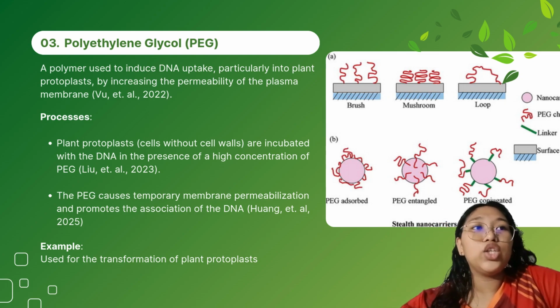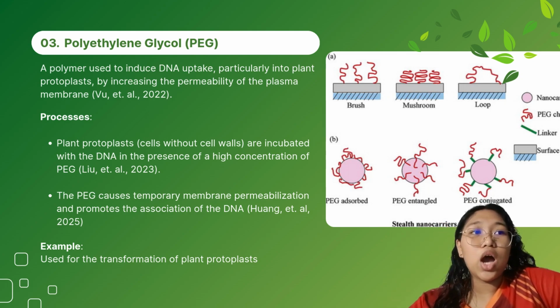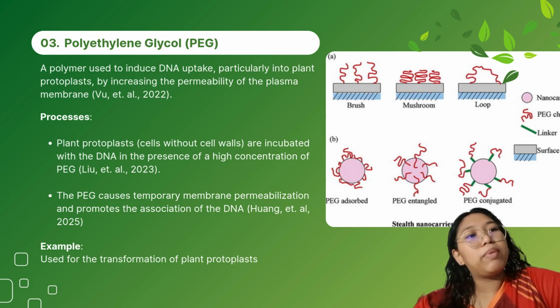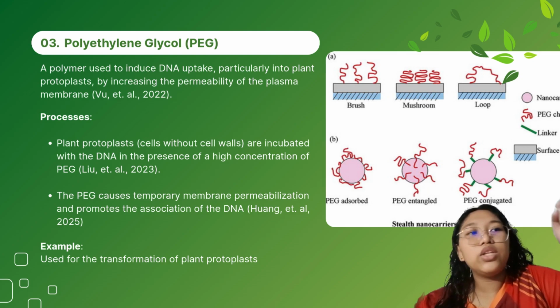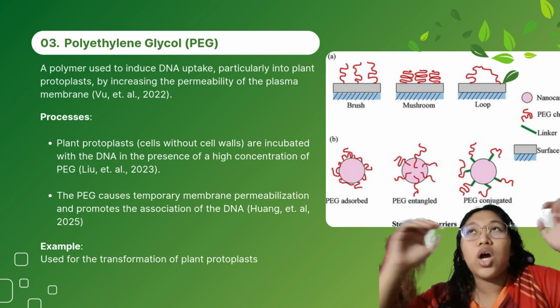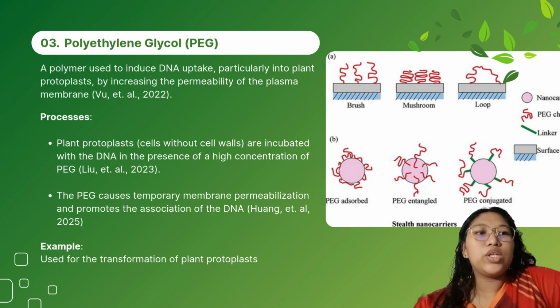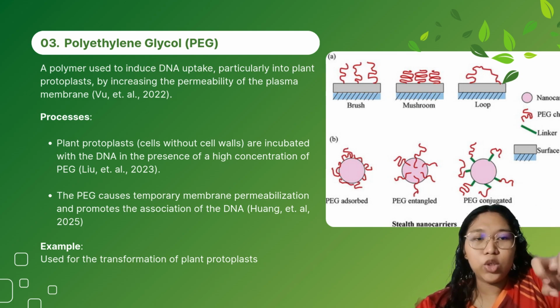An example of this is it is used for transformation of plant protoplasts. Examples are the tobacco and potato. And also it is used to induce the fusion of cells, which is the protoplast fusion.